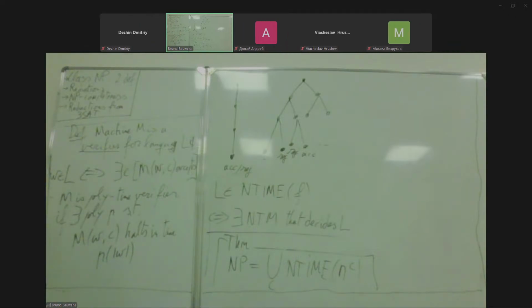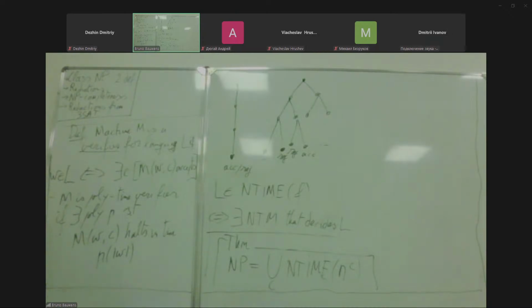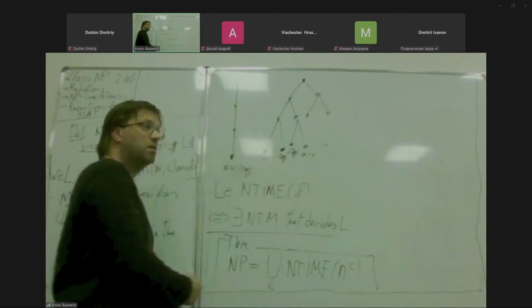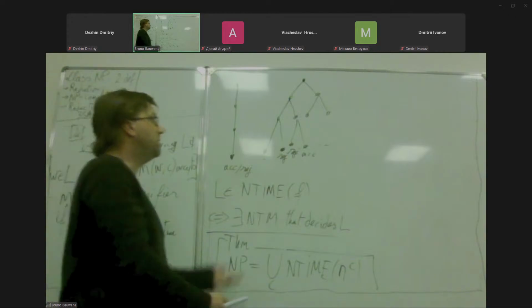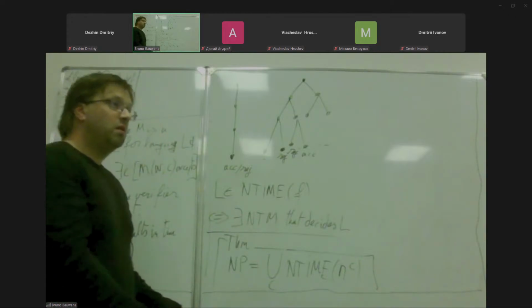Why should the time be the maximum length of a branch, and not the minimal length to an accepting node? Well, if it rejects, it's already a problem.